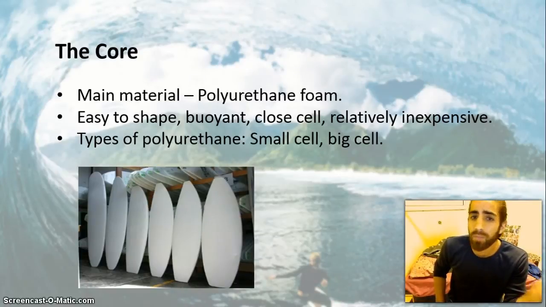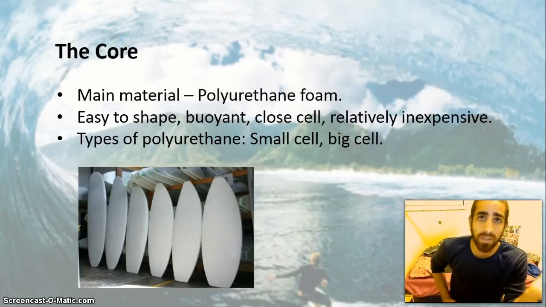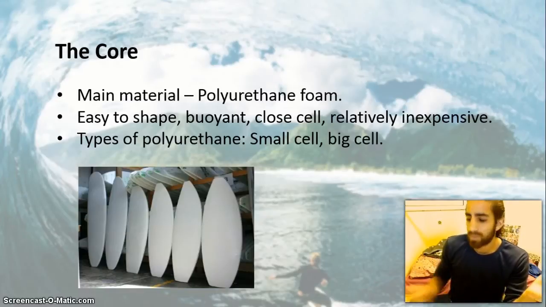Usually made out of polyurethane foam. The reason for that is because it's easy to shape, it's buoyant, it has a closed shell which doesn't absorb water, and compared to other materials, it's not expensive. When you look at this specific material, you also have types. You have a smaller cell polyurethane, which is very dense and has the strength needed for large waves, or you have a larger cell polyurethane, which is less dense but easier to ride and more likely to break.